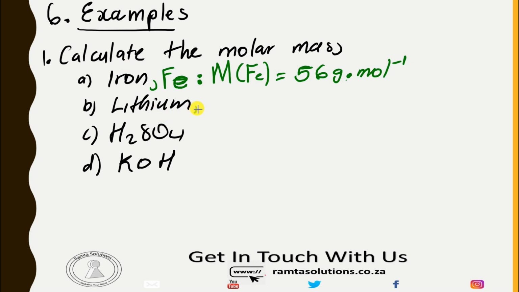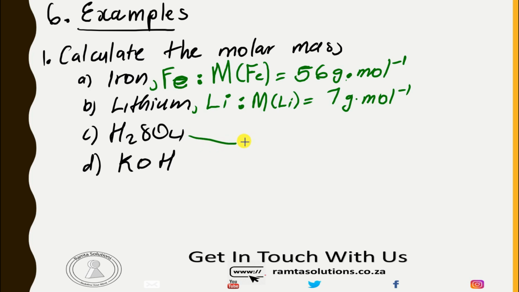Now, this is lithium. On your periodic table, it's represented as Li. So its molar mass will be equal to the relative atomic mass on the periodic table, which is, what is lithium? It's 7 grams per mole. Okay, now let's look at this one here.